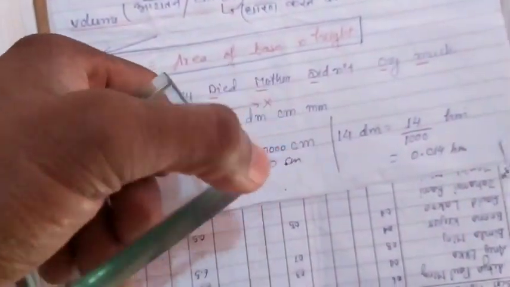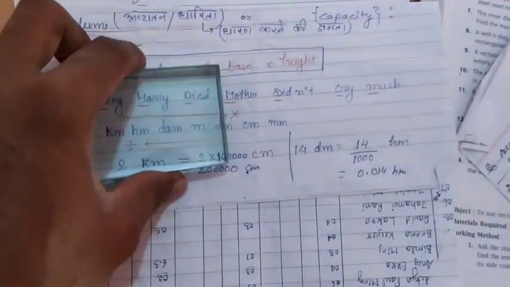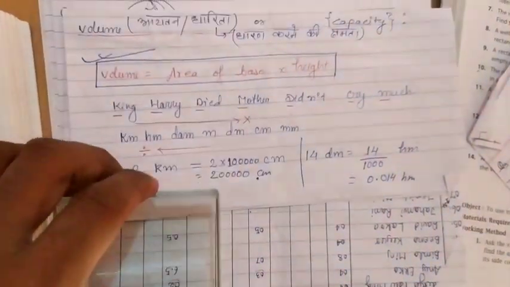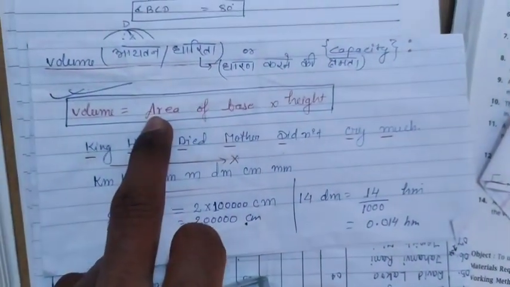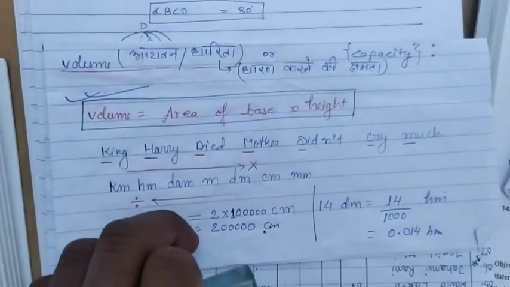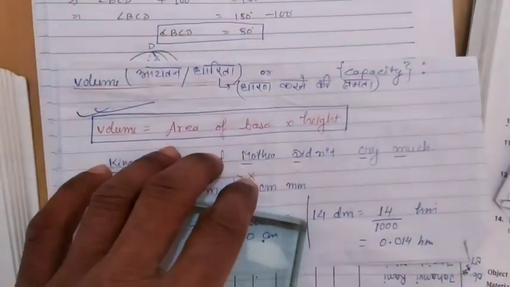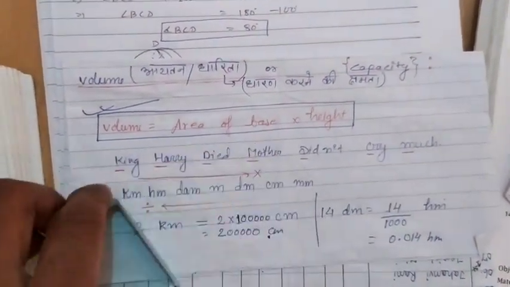So area of that base, yeah, that base into its height. Height means to say the distance between the bottom to the top. Okay, the distance between the two planes, the bottom and the top, that is known as height. So product of the base, area of base into height is known as volume. For any figure, any solid figure you take, you have to do the same.